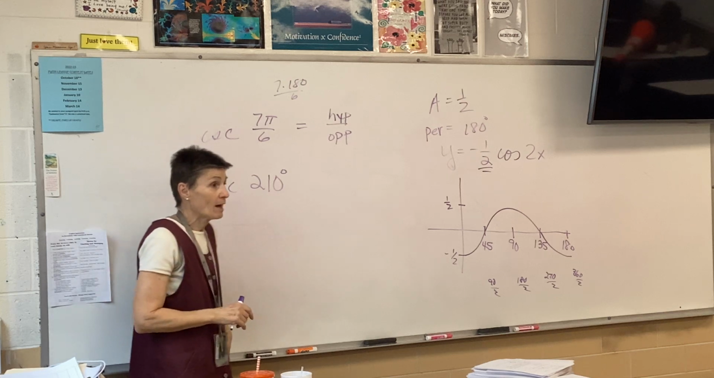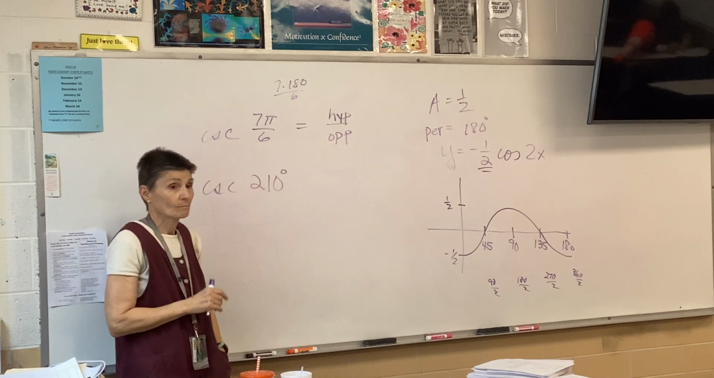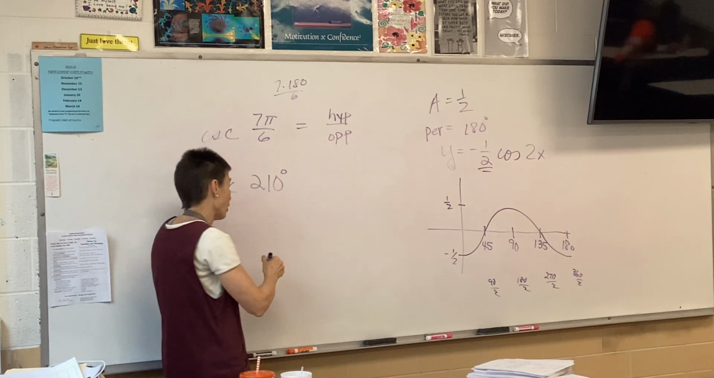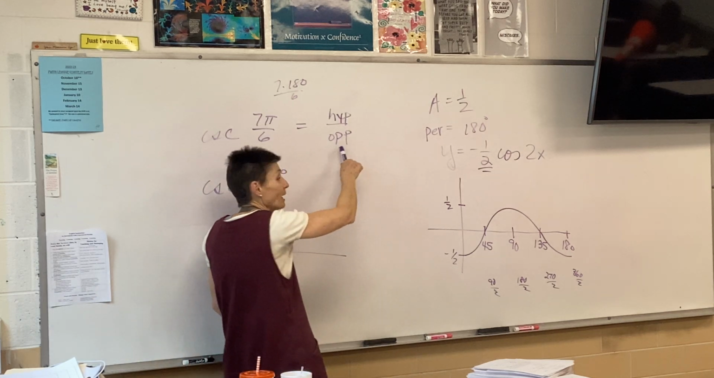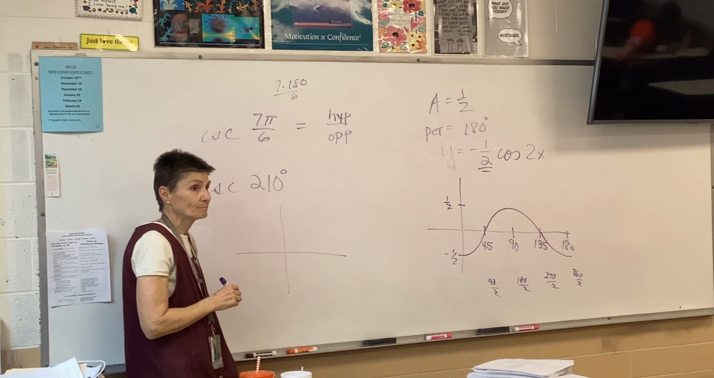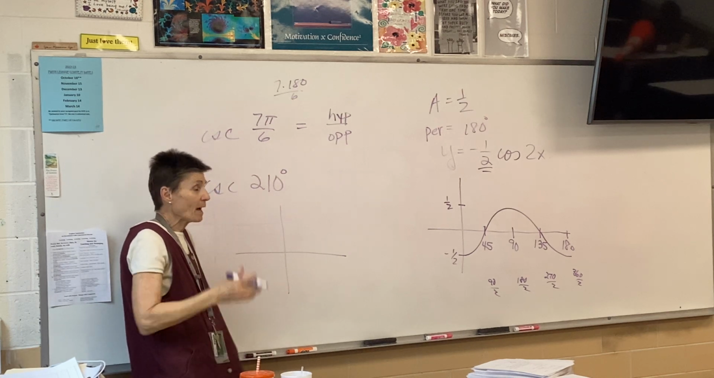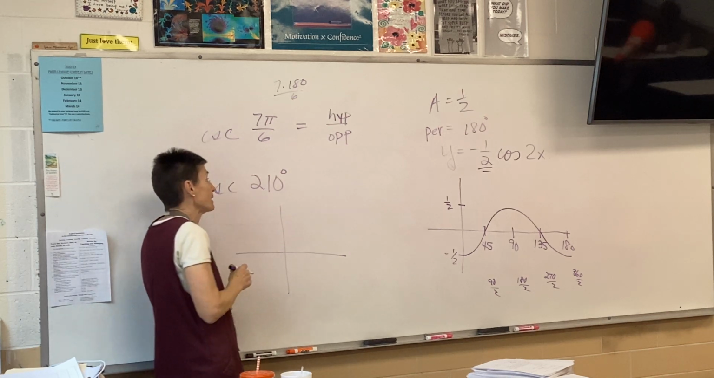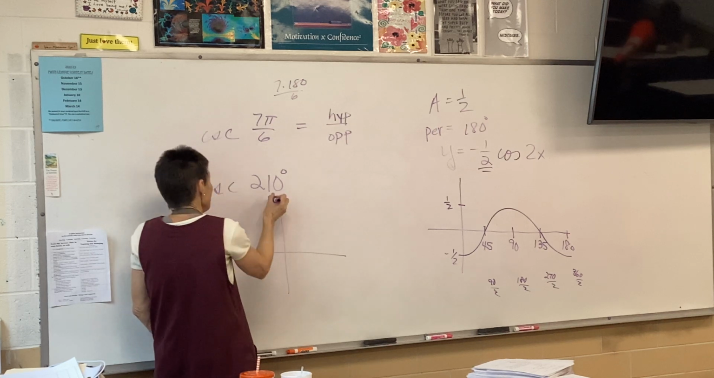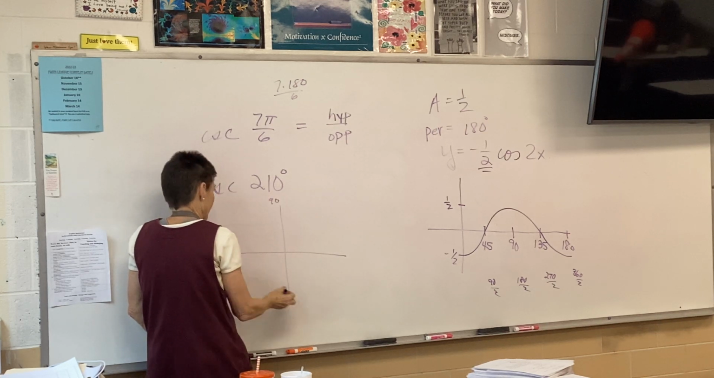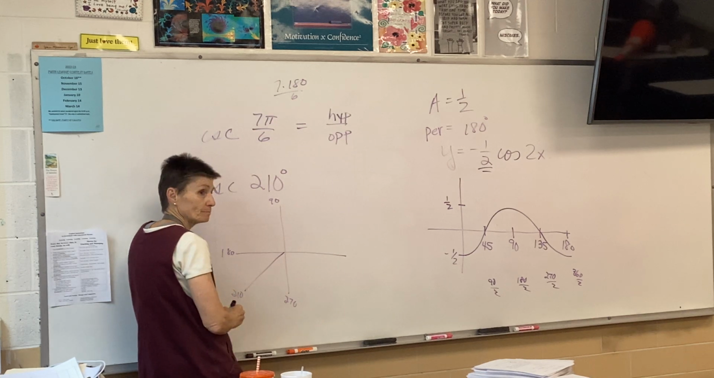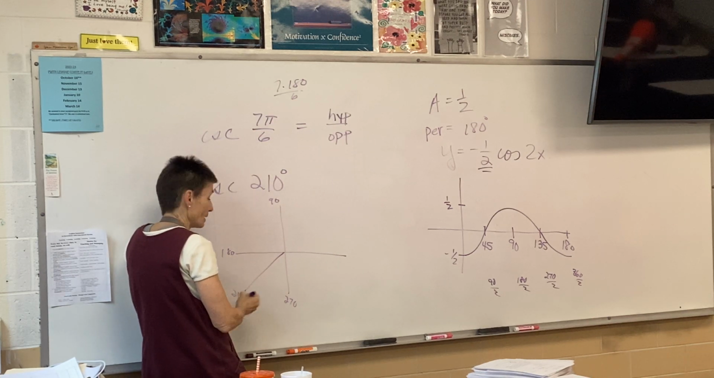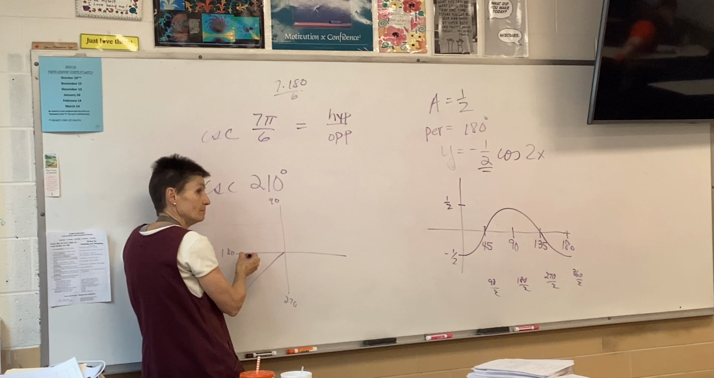All right, what do I do now? It's 210. I had to draw a picture of it, because obviously, I need hypotenuse over opposite. I need a picture, I need a triangle. So where's 210? 210 is right here, right? Here's my triangle.